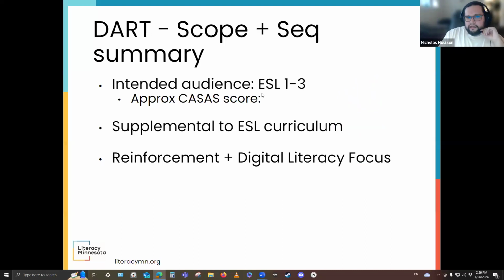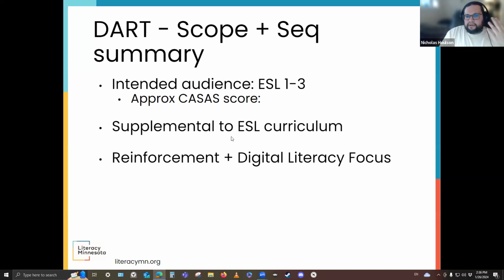The intended audience for DART are, again, anybody who's kind of at an ESL level 3 or lower. They do provide tips for people who are advanced levels, but those are a bit self-explanatory since they expect people at ESL levels 4 or higher to possess English fluency sufficient to do a lot on their own. Oops, ignore this CASAS score thing. I apologize. This should have been erased. Pretend it does not exist.